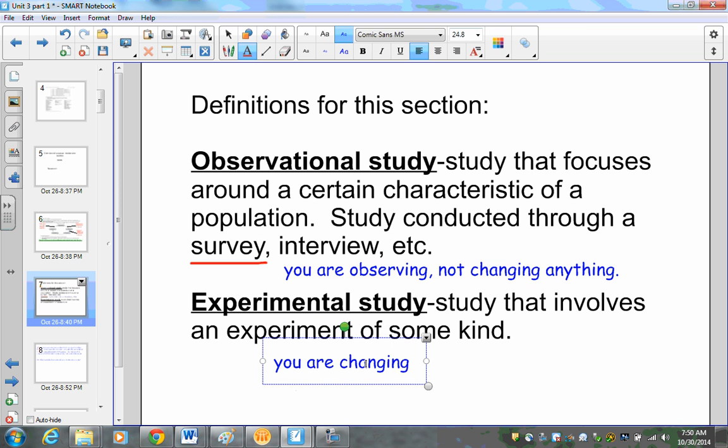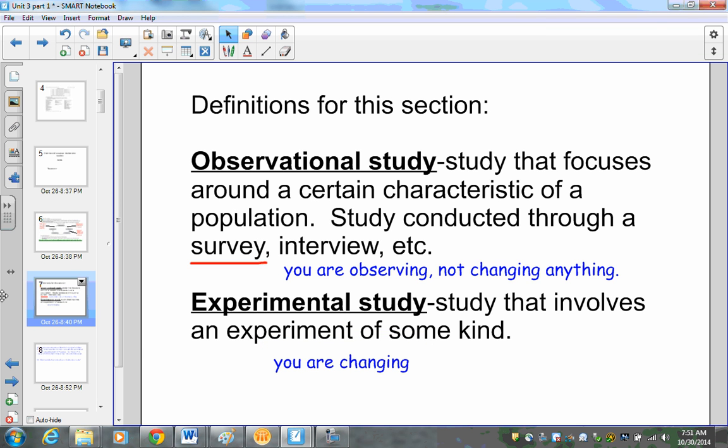Now, with an experimental study, you are changing something. Meaning, if I was to have an experiment with mice, and I was just observing mice in a cage, then you would say, okay, this is an observational study. But if you start changing the conditions, like, okay, now I'm going to feed the mice, I don't know, potato chips, well, it's now experimental because now I am imposing a change on those participants.